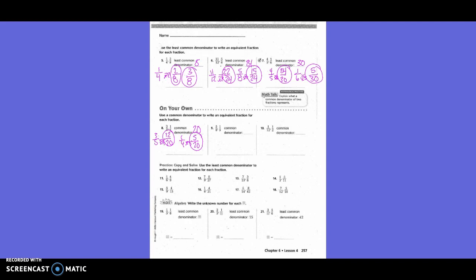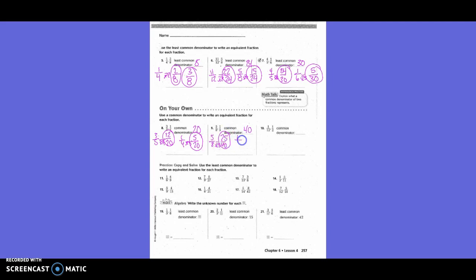5/8 and 1/5. What's my common denominator? 40. So do I have to change both? So 5/8 equals something over 40. How did I get from 8 to 40? By 5. So what I do on the bottom, I also have to do on the top. So 5 times 5 is 25.